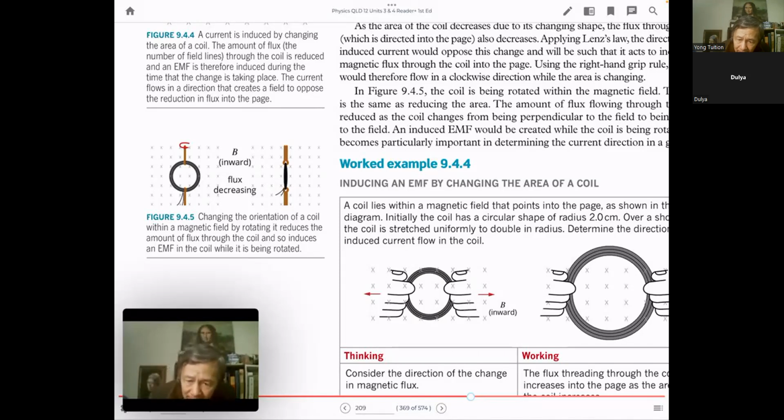I think that is all. Do you understand Lenz's law now today? Yeah, I do. Okay, you can do more exercises. If you have trouble, we can discuss. Otherwise, you should be okay.